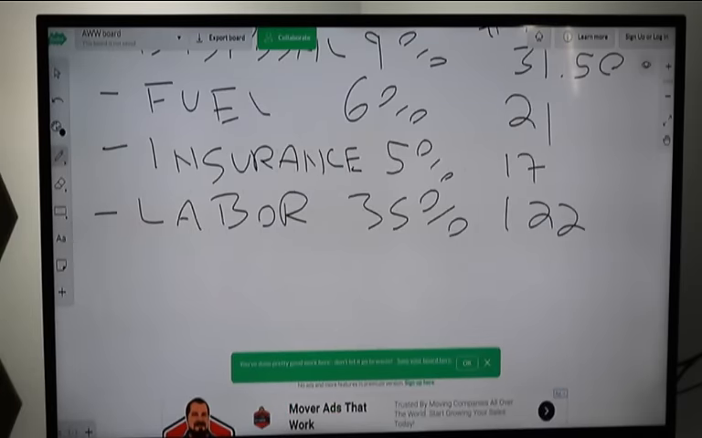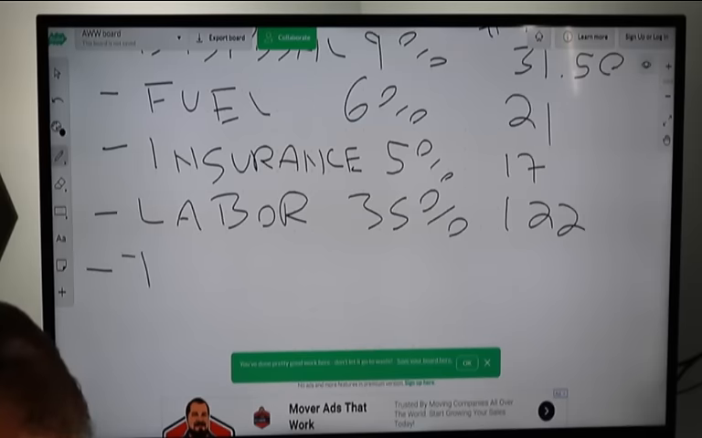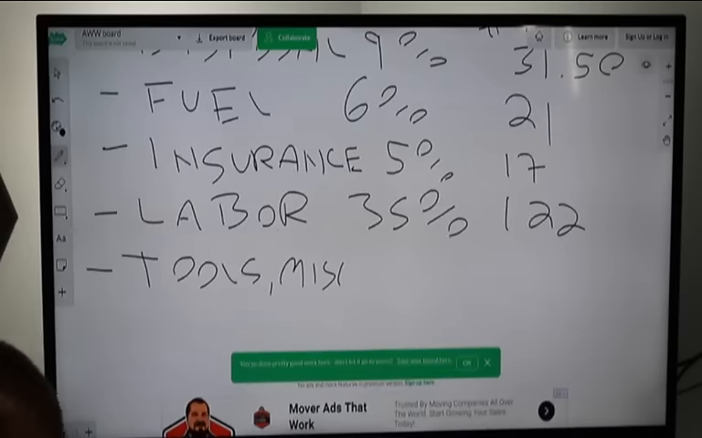And then any other tools, uniforms, any other miscellaneous expenses. People's uniforms, you need to provide uniforms. You need to be professional. Every time they use that uniform, that's going to need to get replaced. Trash bags, all that sort of stuff. You're going to have miscellaneous tools and other things going to run about 2%, which is $7.